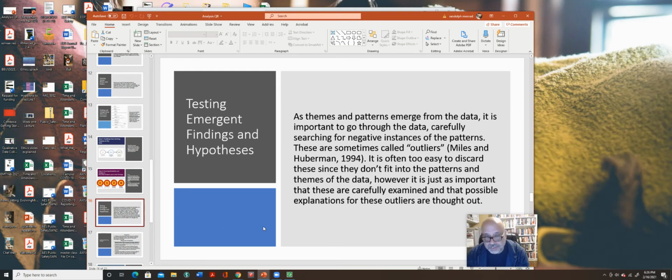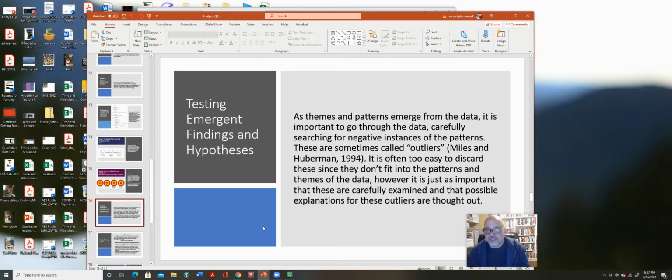Testing emergent findings and hypotheses as themes and patterns emerge from your data. It's important you go through the data, make sure you're doing it. Research any negative instances of the patterns. You may find them, and they're called outliers. And in quantitative analysis, we'll talk about outliers a lot more. I have a great presentation on outliers. I think it's actually pretty funny. It's not easy being funny in statistics or research methods, but I give it a shot.